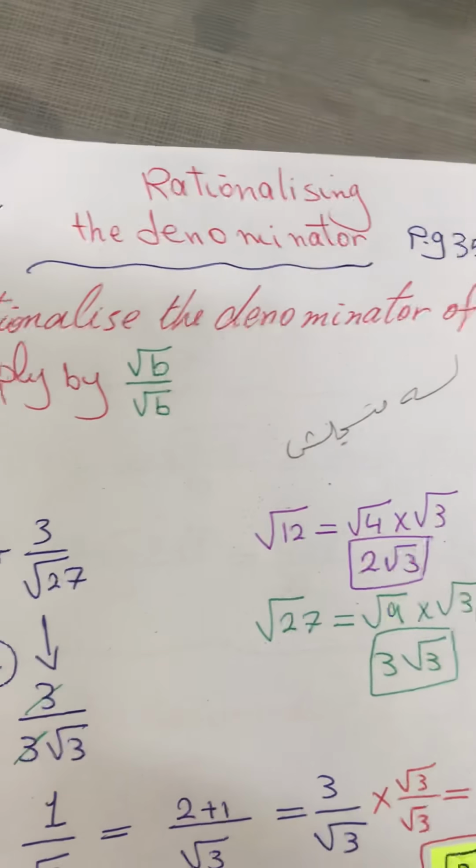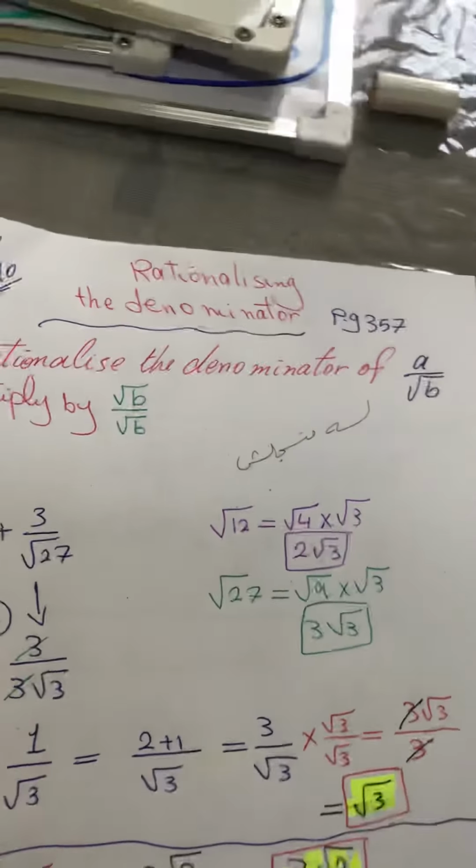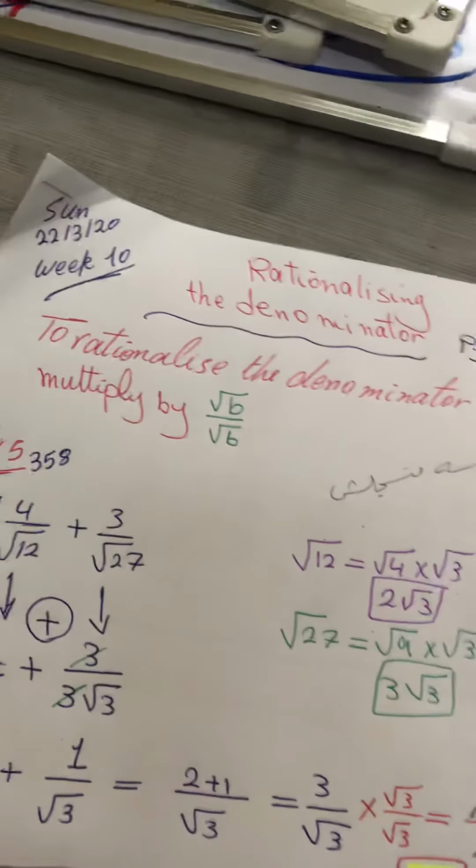By this I finish rationalizing the denominator with all things in this lesson, the two ideas, if you have just the denominator as an irrational number or expression.